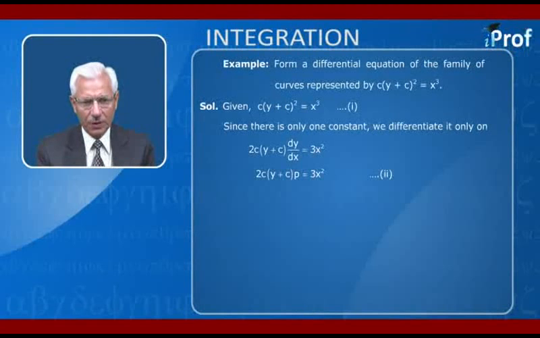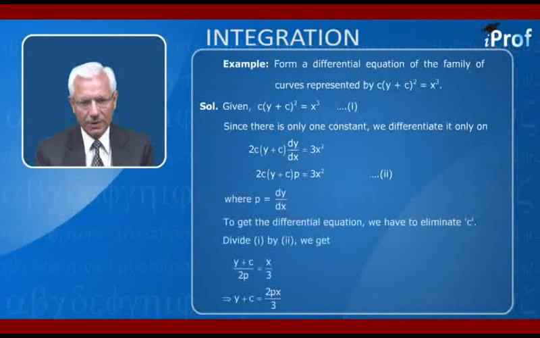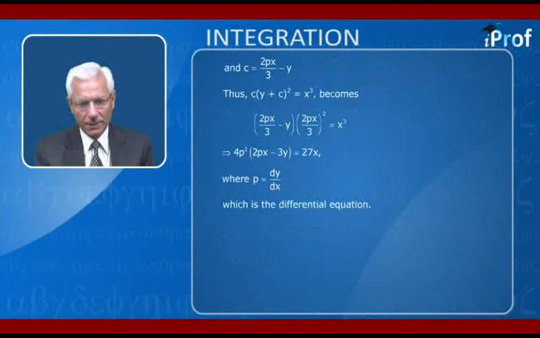That is 2c(y + c) dy/dx = 3x^2. This can be written as 2c(y + c)p = 3x^2, where p = dy/dx. To get the differential equation, we have to eliminate c from 1 and 2. Divide 1 by 2, we get (y + c)/(2p) = x/3, which gives y + c = 2px/3, or c = 2px/3 - y.